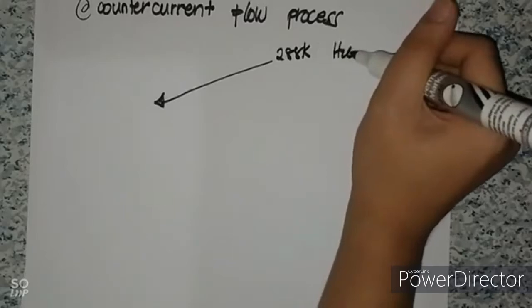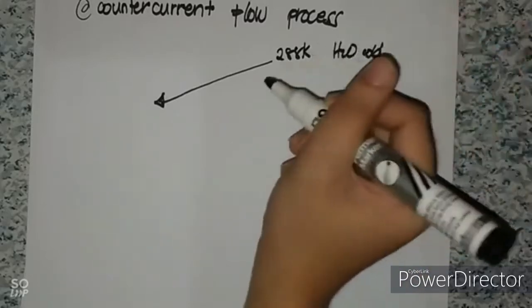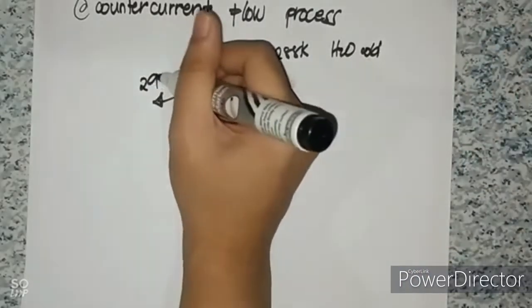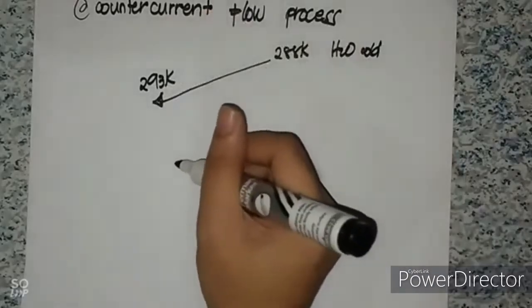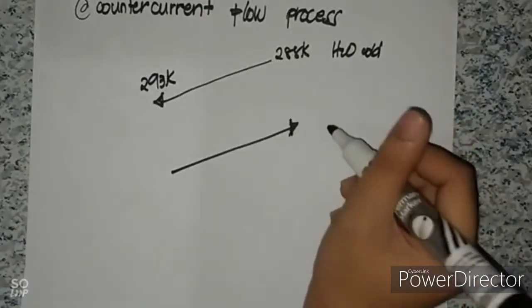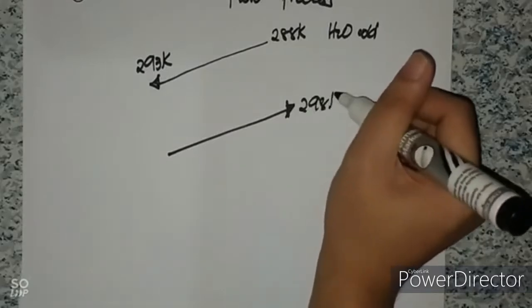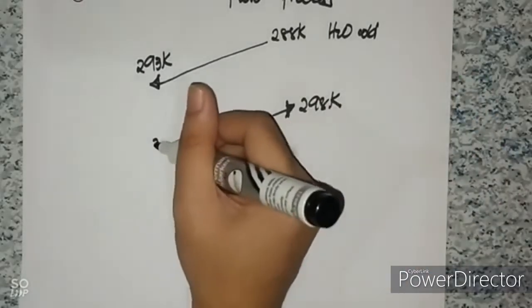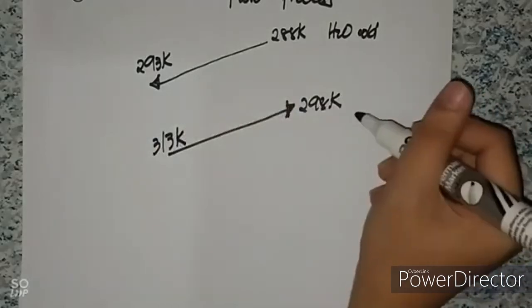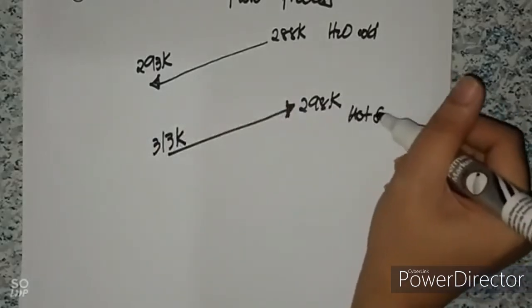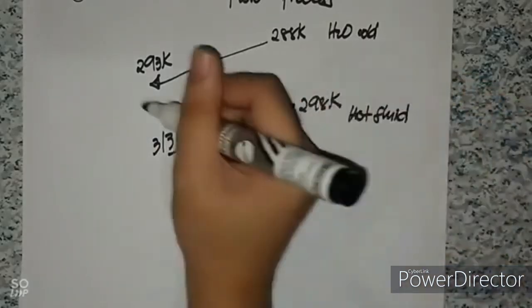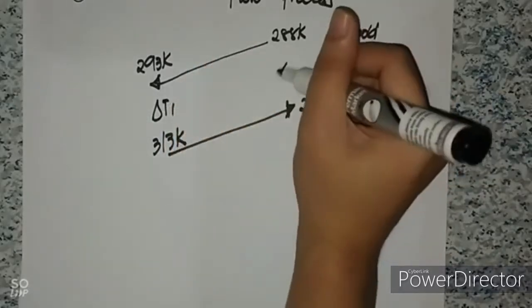Assuming this is a countercurrent flow, the cooling water enters at 288 Kelvin and leaves at 293 Kelvin, and the hot fluid enters at 313 Kelvin and leaves at 298 Kelvin. So our delta T1 would be here and delta T2 would be here.